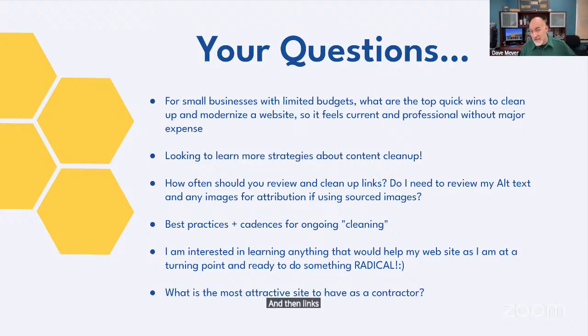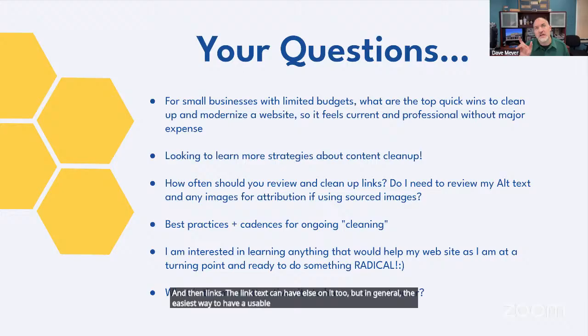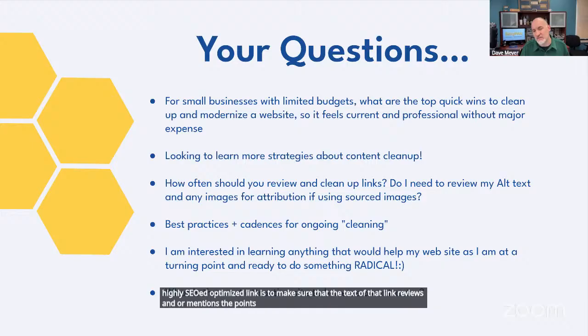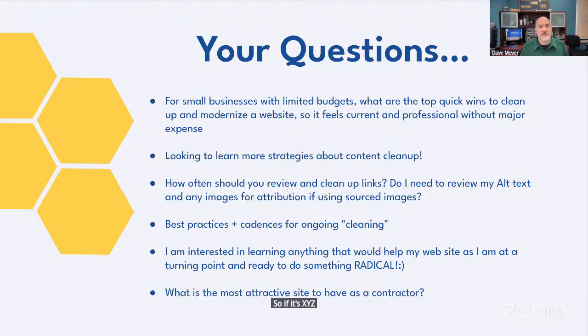The link text can have alts on it too, but in general, the easiest way to have a usable and highly SEO-optimized link is to make sure that the text of that link reviews and or mentions the point or what you're trying to get found for. So if it's XYZ service, the link should say XYZ service instead of "click here," right?